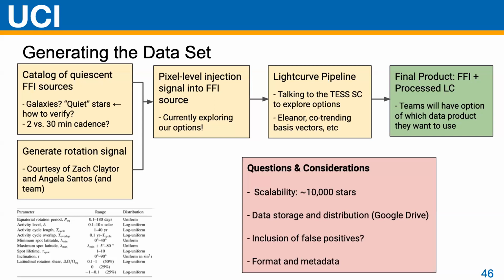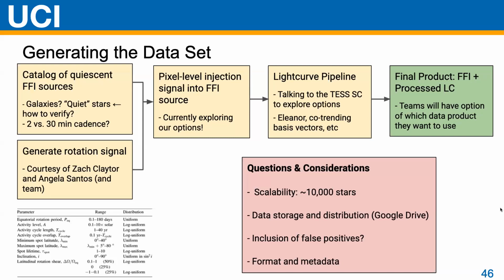We're going to provide both the FFI cutouts and the 1D light curves to our users. This is because different people's pipelines are designed to run on different data products, and we want to mimic the TESS data products as well as possible. This will also help us figure out just how much the extraction pipeline, the SPOC pipeline, matters when you're trying to recover these rotation signals.